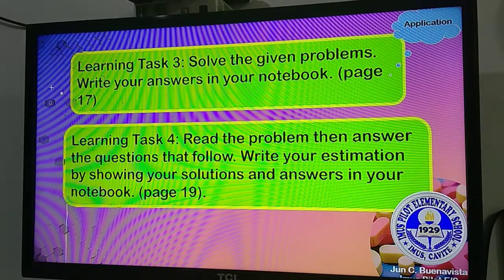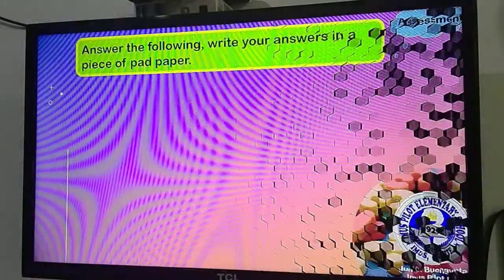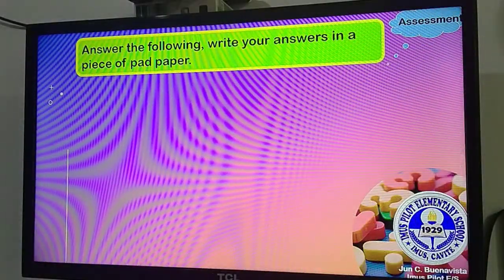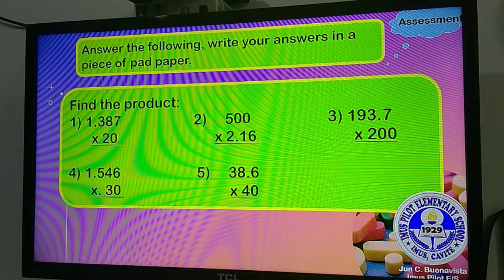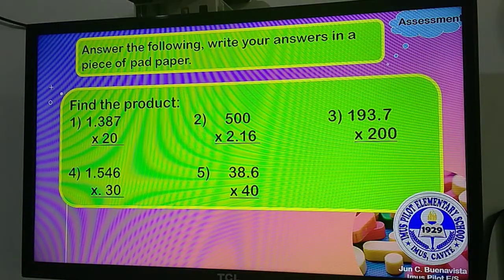Now, this time we have a quiz again. Answer the following. Write your answers in a piece of pad paper. Take note baka may magtatanong na naman. Isulat sa whole pad paper ang sagot na lamang. Dahil isi-check na natin sa Friday. Is that clear? Okay, so let's have this number 1. Find the product. So 1 to 5. Find the product lang. So you have to multiply number 1, number 2, number 3, 4, and number 5.